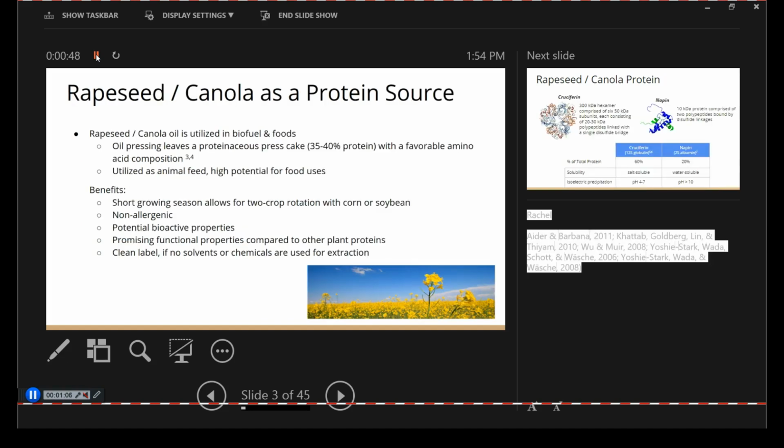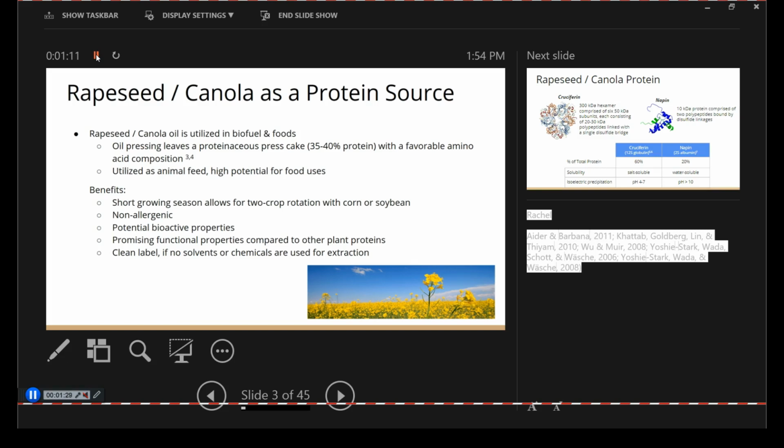It's being considered as a protein source because it is currently being utilized, the oil is, for biofuels and food uses. However, from the oil extraction, there is left a proteinaceous press cake that is currently being utilized for animal feed. However, the protein has high potential for food uses.